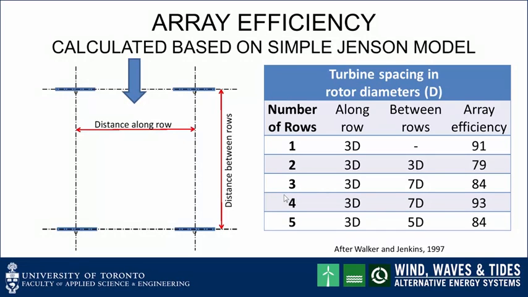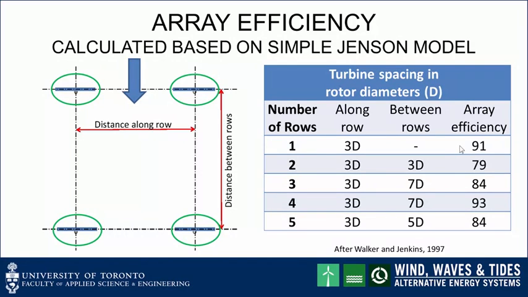The table on the right contains some representative array efficiency values calculated using Jensen's simple wake model. The sketch on the left shows an array of 4 wind turbines, 2 in the front row facing the wind, so the blue arrow here represents the wind direction, and the second dimension is the distance between rows in the downstream direction. So if we look at some numbers in the table, let's start with just one row and 3D spacing along the row. So between the center lines of the 2 rotors, we have a distance equal to 3 times the rotor diameter.